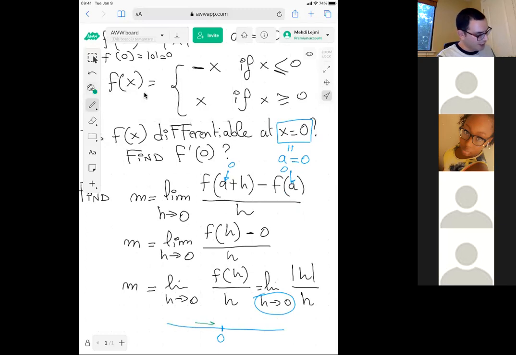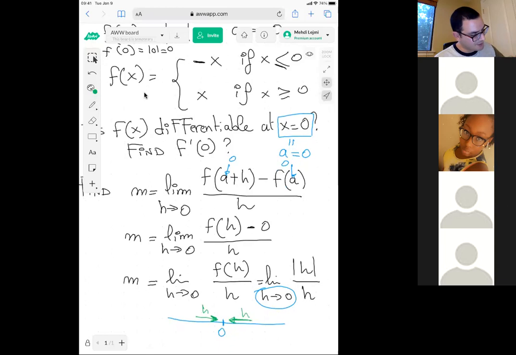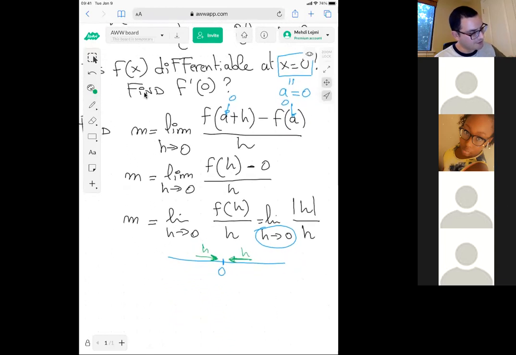h could approach 0 from the left, or h could approach 0 from the right. If h approaches 0 from the left, then it would be negative. If it approaches 0 from the right, then it would be positive. So what I'm saying is that we have to distinguish between two cases. There are two limits, because h could be positive or negative. This absolute value of h depends.